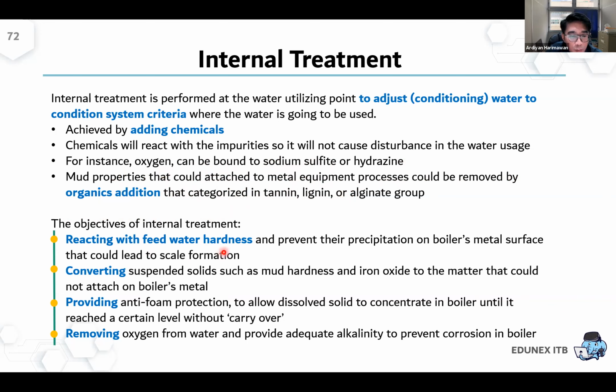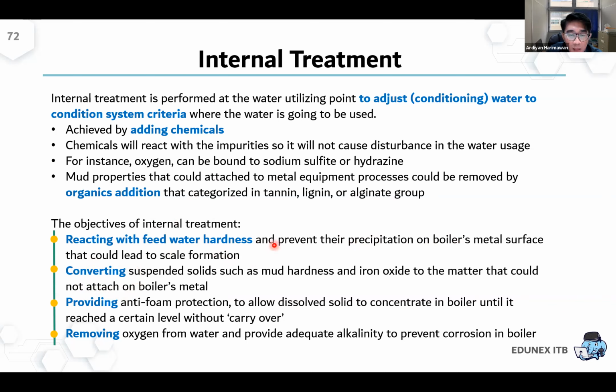First is to react with the hardness component in the feed water. The purpose is to prevent precipitation, because when the water is being boiled in the boiler, the temperature will increase, right? It will evaporate, and the concentration of the dissolved solids will increase. So it will precipitate. We don't want this one, so we add the chemicals.